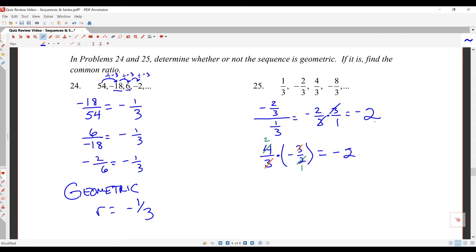And it looks like it is going to be geometric. Okay. Maybe you could look at this next one and see if we're going to get the same thing. Or maybe you need to do it out. Negative 8/3 times 3/4. And sure enough, the 3's cancel. And we get negative 2.